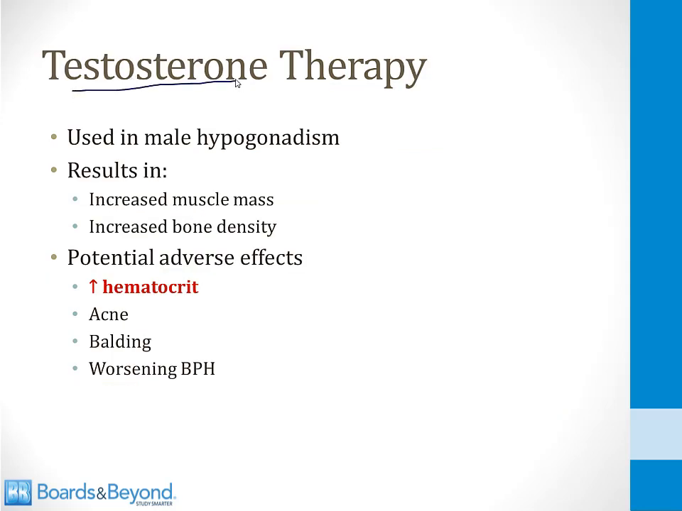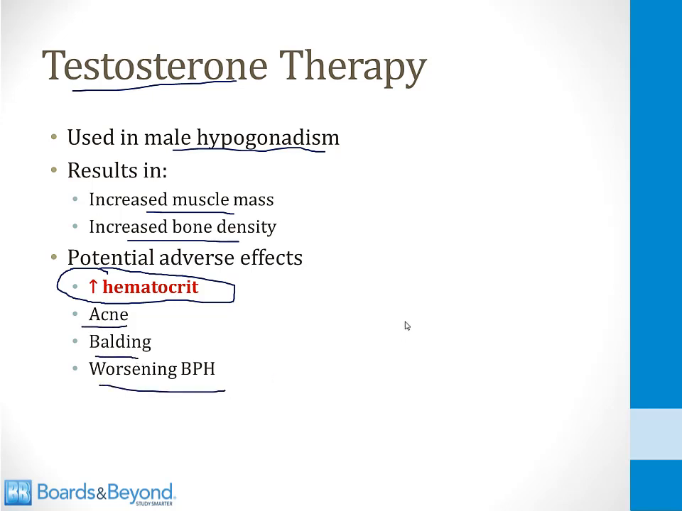Exogenous testosterone is available and can be used as a treatment for male hypogonadism. It will result in increased muscle mass in adults and also increased bone density. It has some potential adverse effects. First of all, it can raise the hematocrit. This is a normal response to testosterone therapy. And then also it can cause all the things that we have talked about testosterone causing. This includes acne, balding, and worsening of prostatic hypertrophy.